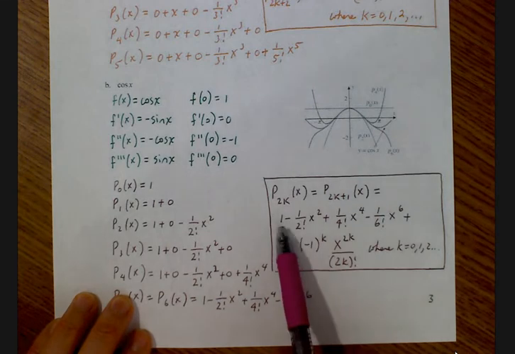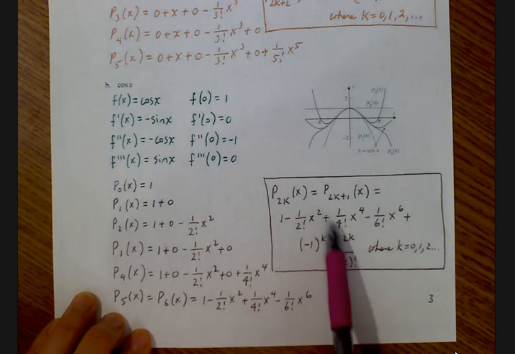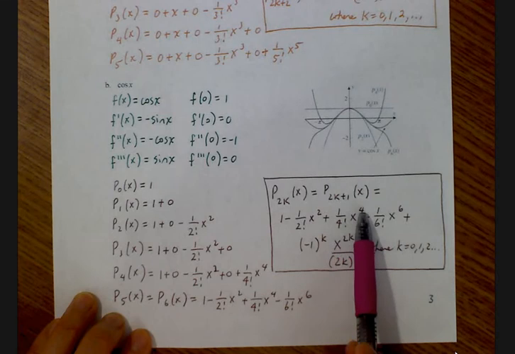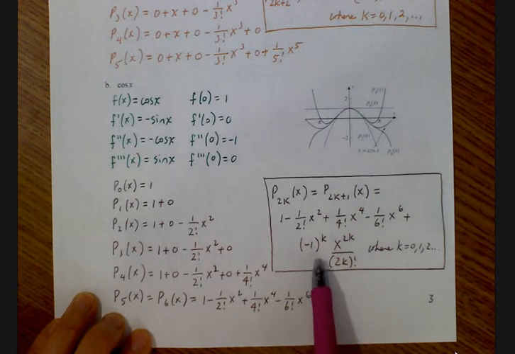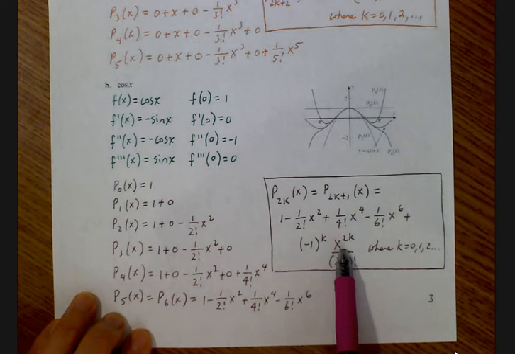Okay, so the general pattern on this is every even is going to be the same as the next one. It's going to start off with 1. So it's 1 minus 1 over 2 factorial times x squared plus 1 over 4 factorial times x to the fourth, and so on. So the general term on this is negative 1 raised to the k power, so this is your sign alternator. And then you're going to do every even, right? So this is x to the 2k, and then you have 2k factorial. So this means that it's going to be all even.